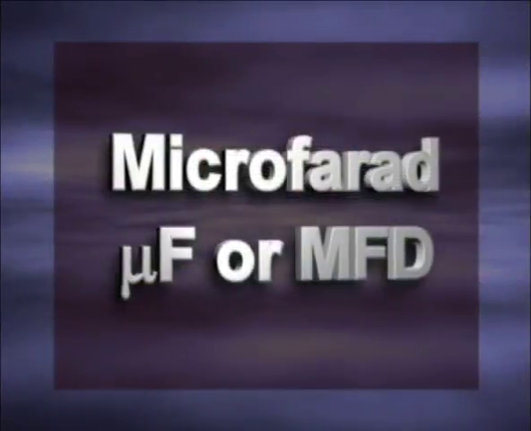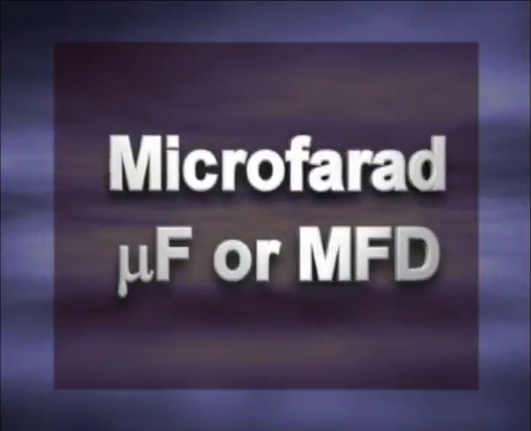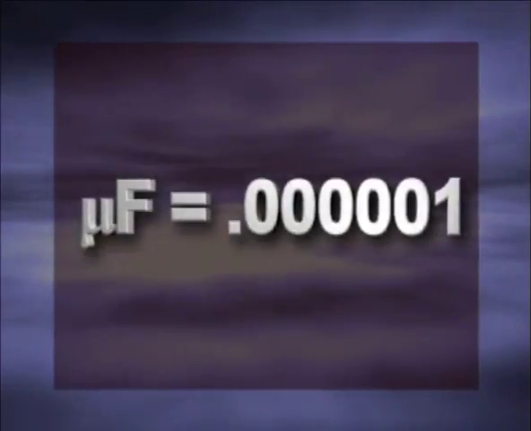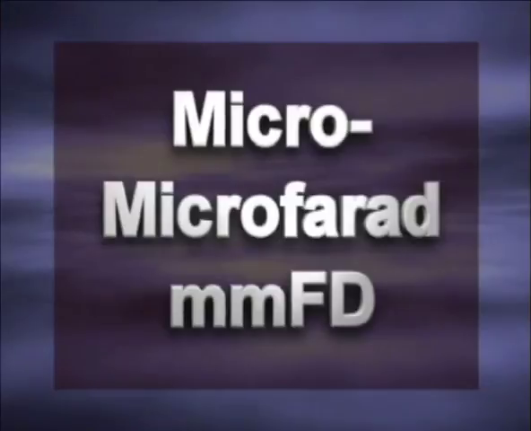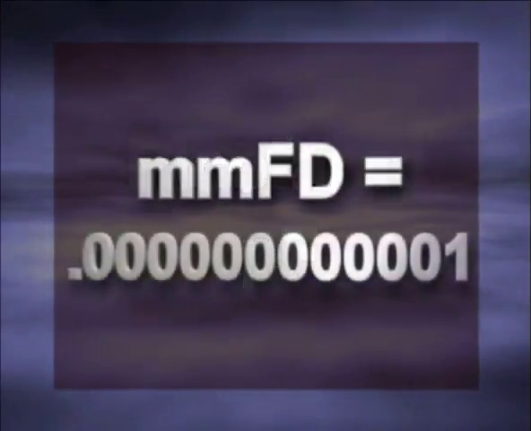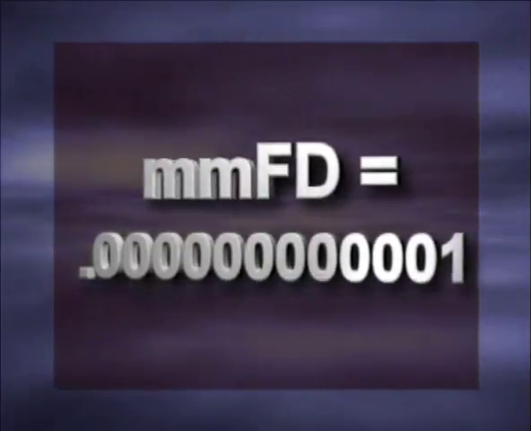The farad is much too large a unit of capacitance for practical electrical circuits. Because of this, the microfarad is used. The microfarad, abbreviated μF or MFD, is equal to 1/1,000,000th of a farad. The micromicrofarad, abbreviated MMFD, also known as the picofarad, abbreviated PF, is equal to 1/1,000,000th of a millionth of a farad.